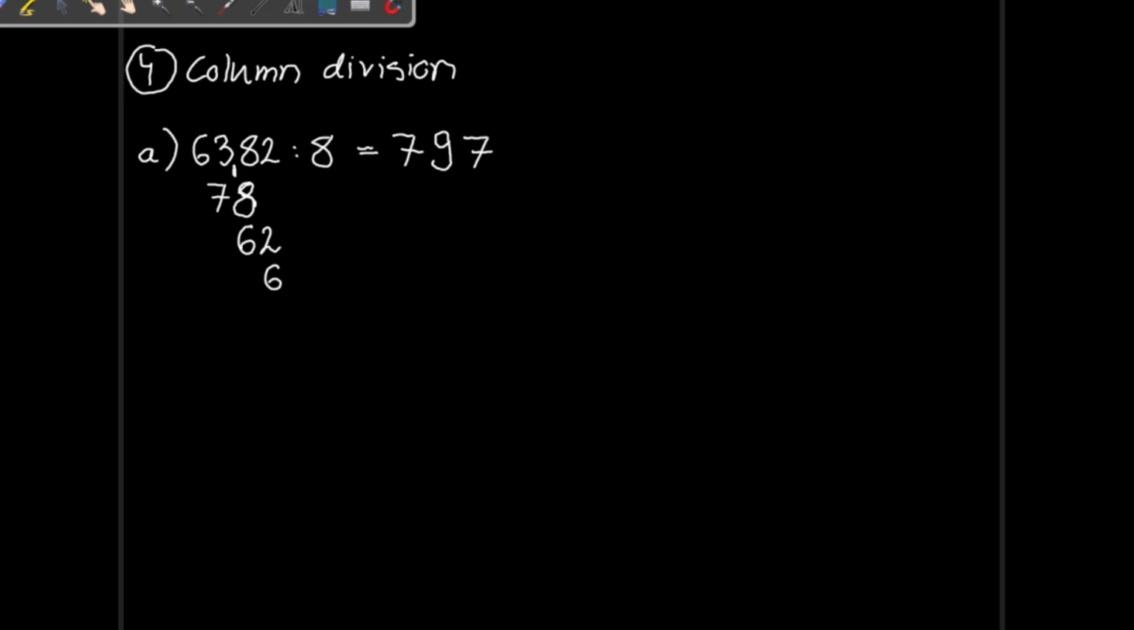So we have run out of numbers here, no more numbers to add. So the quotient of this division is 797 with number 6 remaining. 6 remains. So 8 times 797 plus 6 equals that. That's great. Let's move on to the next example.